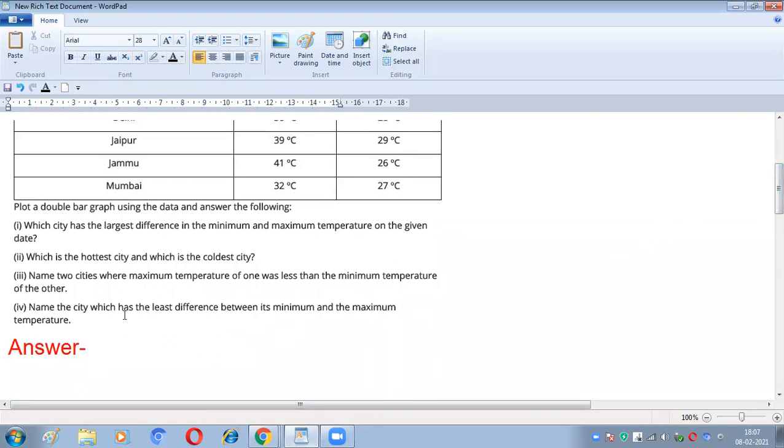Now the third bit is name two cities where the maximum temperature of one was less than the minimum temperature of the other. And the fourth bit is name the city which has the least difference between its minimum and maximum temperature. So first we'll start by making a double bar graph. We will give the scale with a gap of 5 degrees Celsius. So let's get started.